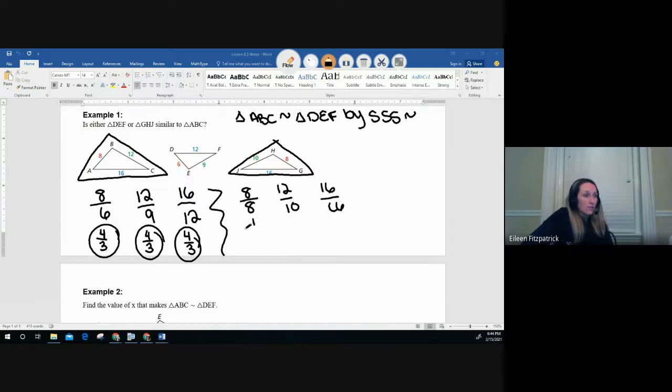So here I have 1/1. Here I have, let's see, they're both divisible by 2, so 6/5. And here I have 1/1. Okay, they are not all equal to each other. So triangle ABC is not similar, so similar with the line through it, not similar to triangle GHJ. Okay, so that is example 1.